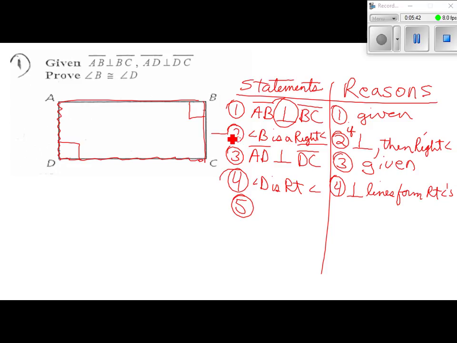Got this right here is a right angle. I got that's a right angle. What can you tell me about them? They're congruent. So angle D is congruent to angle B. Had a lot of people doing this, a lot of people writing it out going, angle B is congruent to angle D. You don't have to do that.